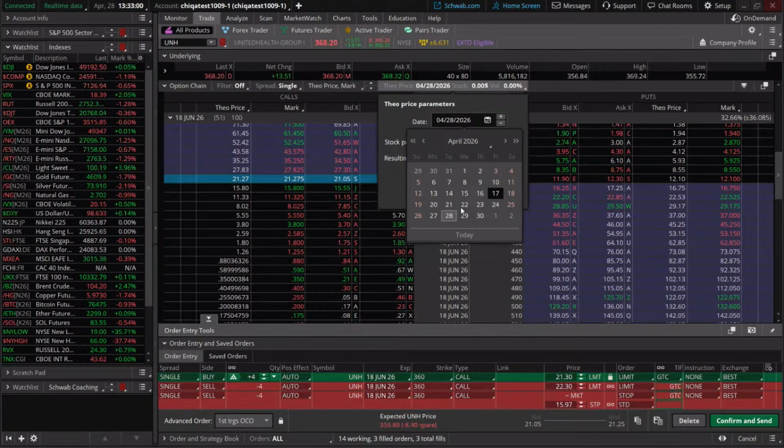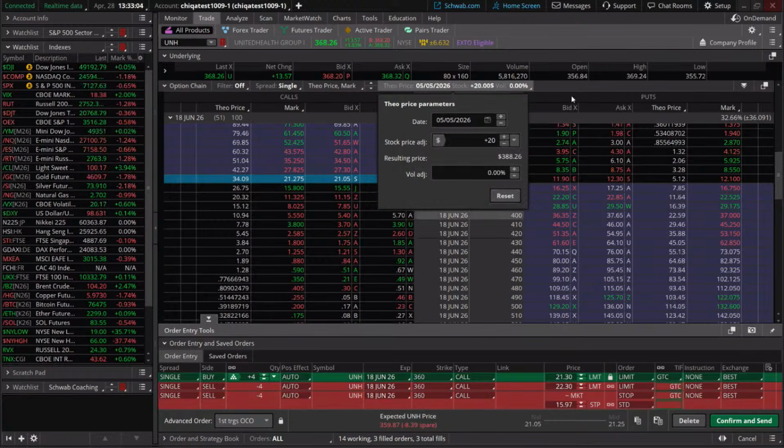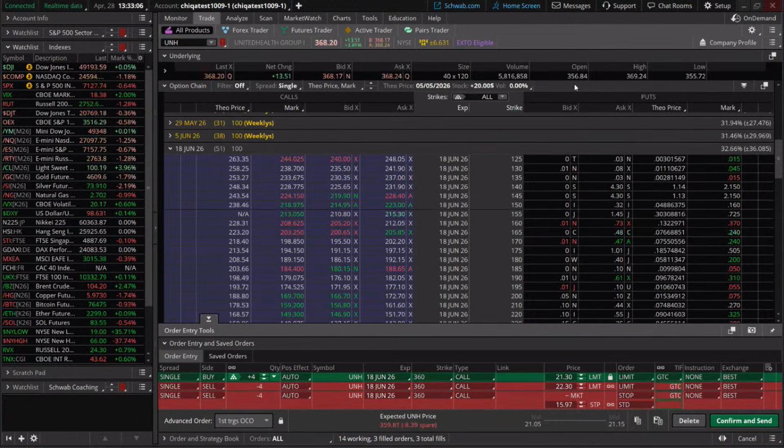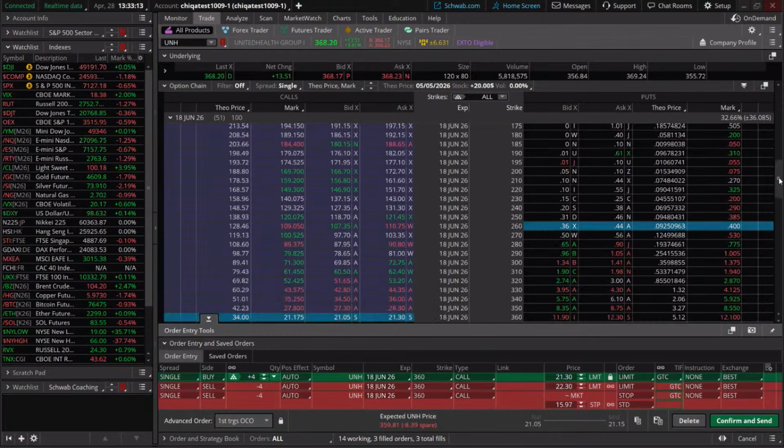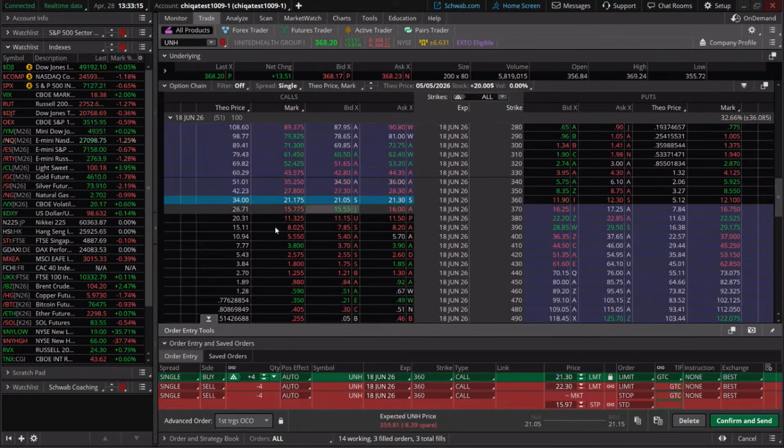What day is today? The 28th. Okay, so that's the 5th. So that's the measured move. That's taking the time that it took to complete that flag pattern and projecting that measured move to the upside. Where could that place the price of our option? Right now the mark price of our option is roughly $21.25. That could place a Theo price of our option up near 34.10.